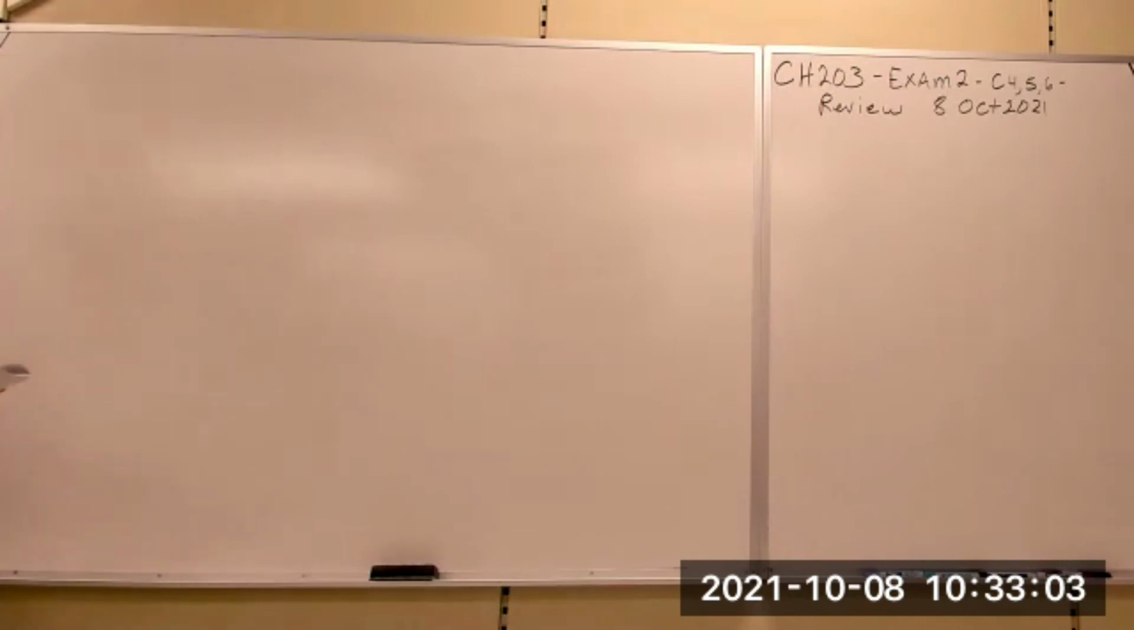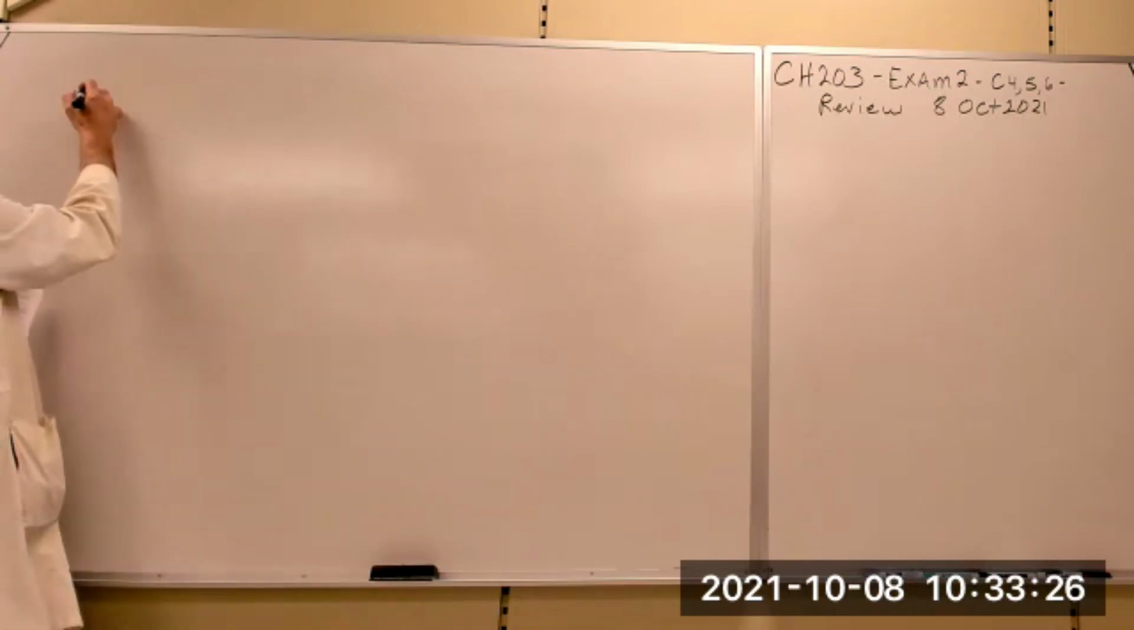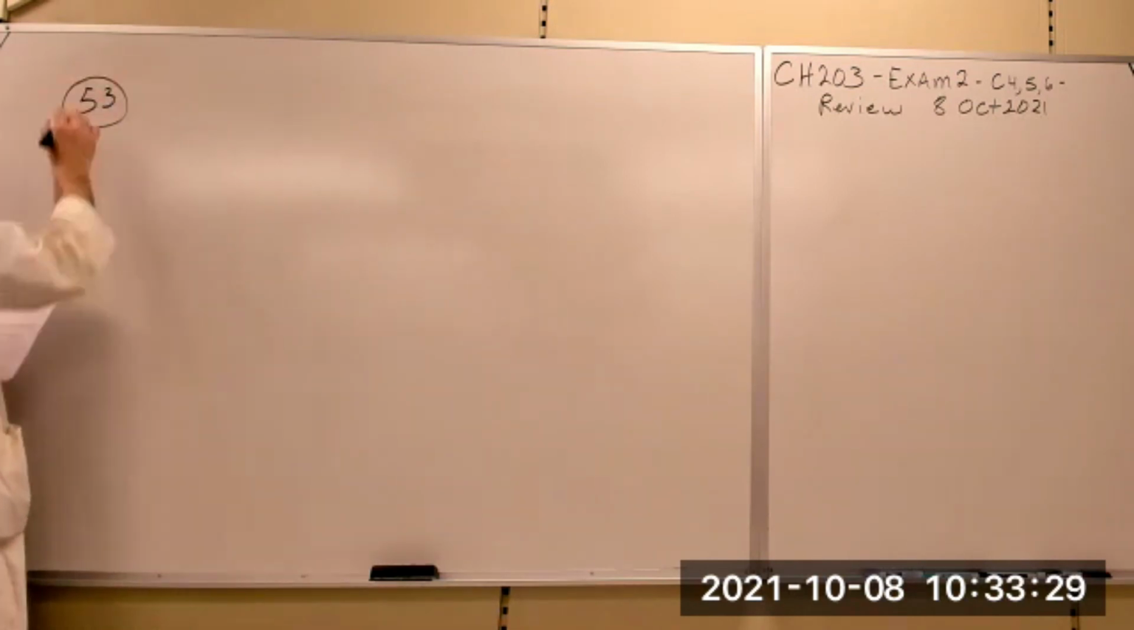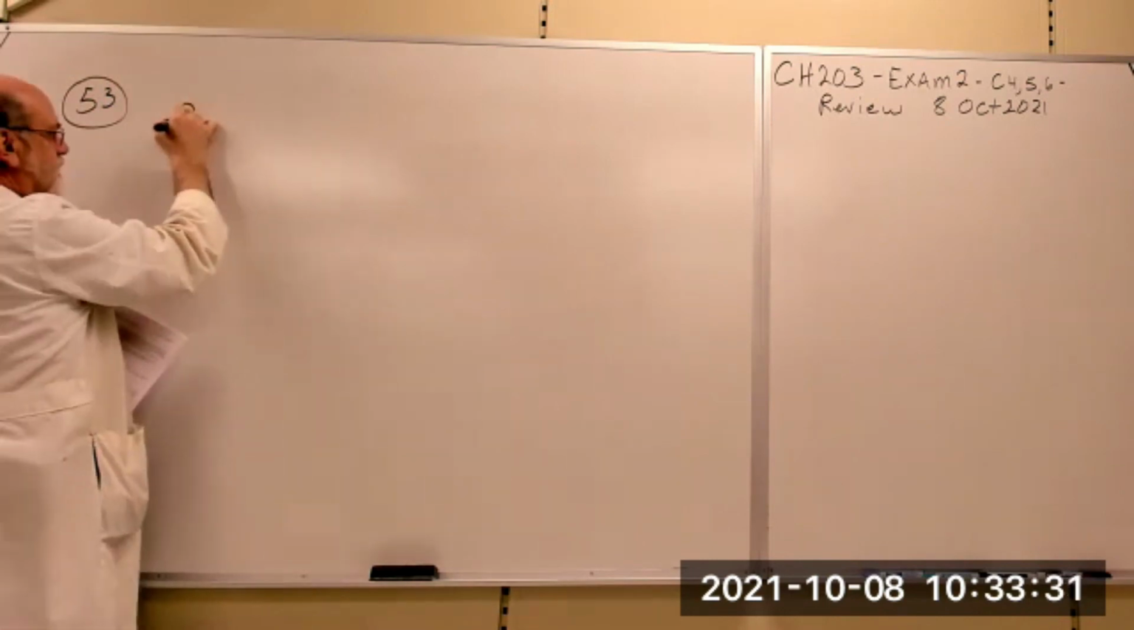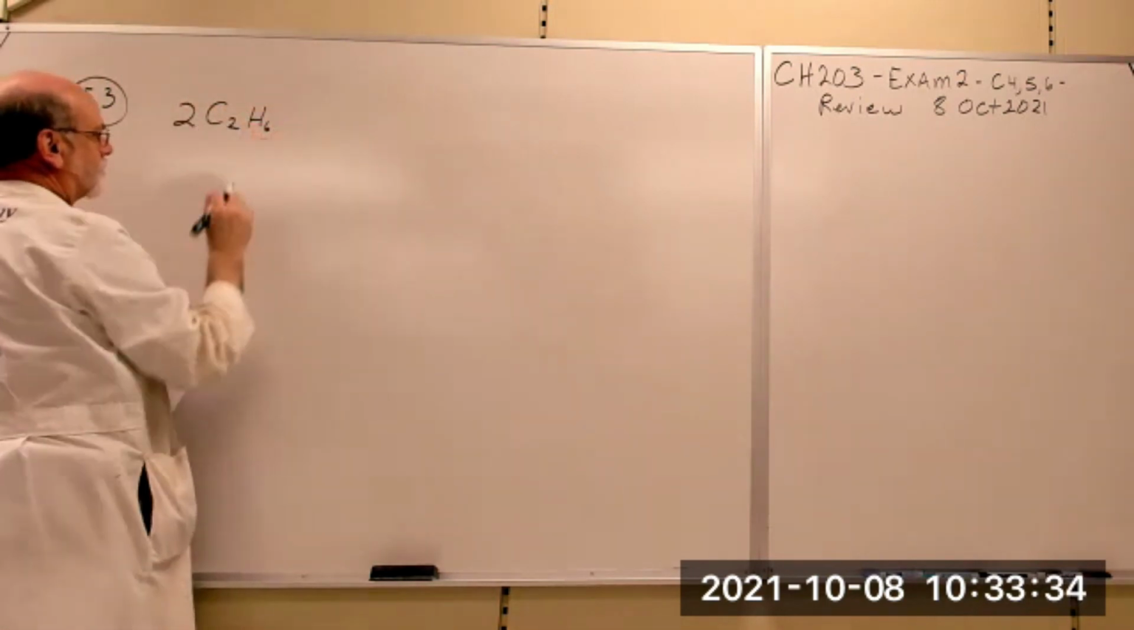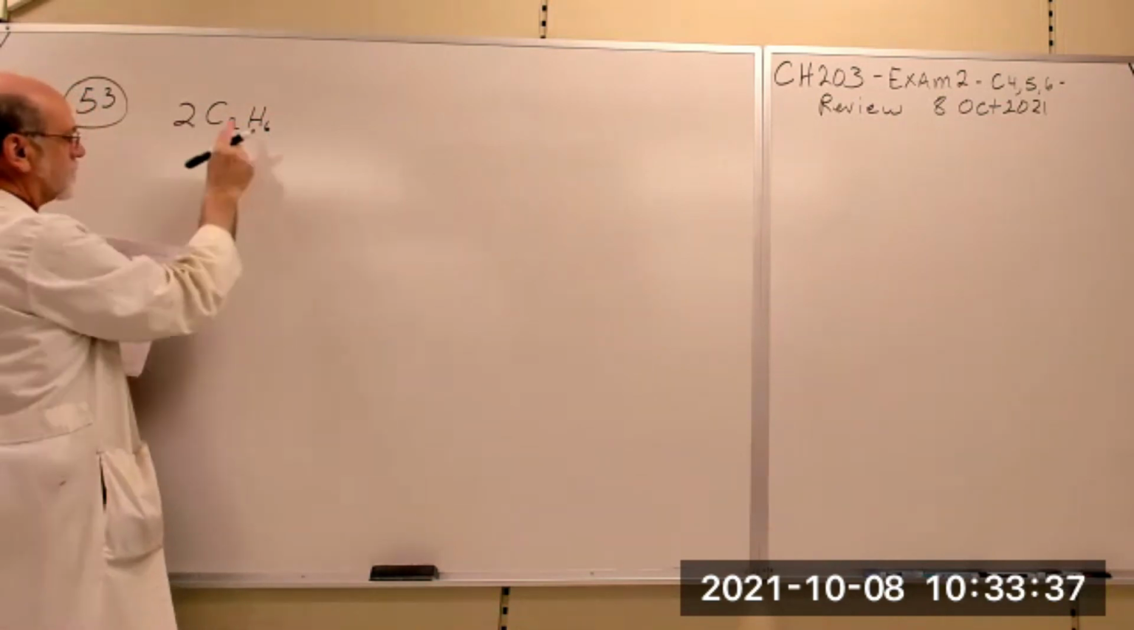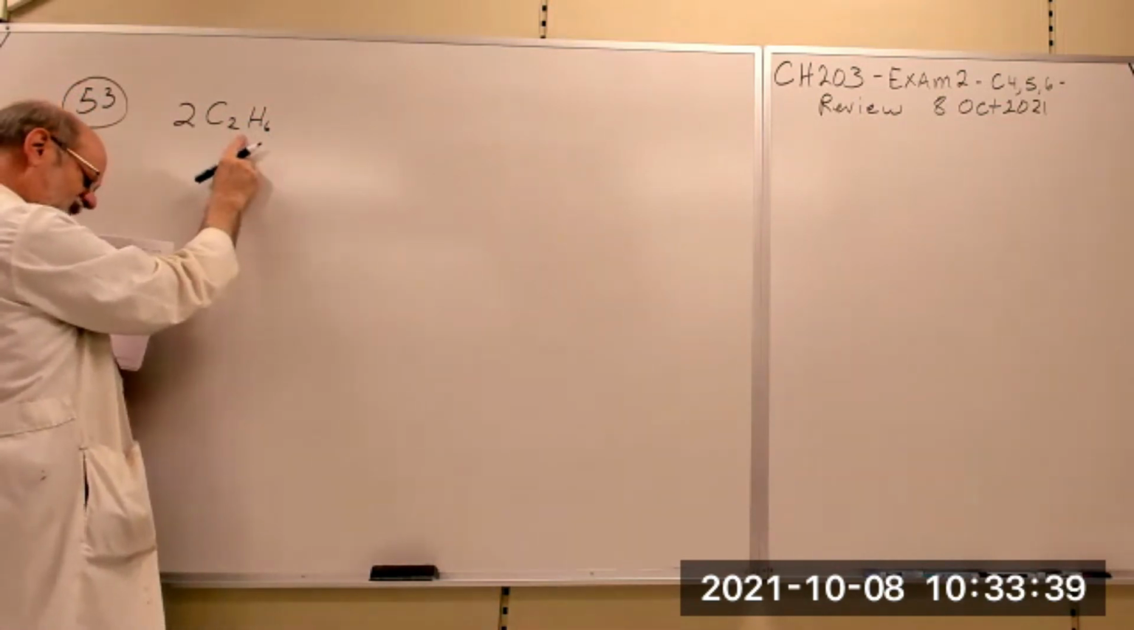Okay, let's see. All right, one last one. Given this balanced equation, that's ethane.